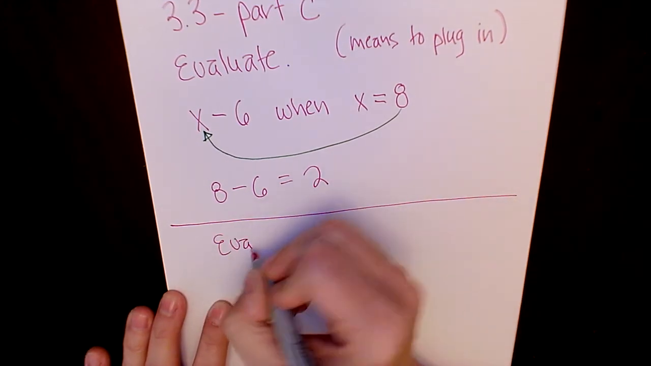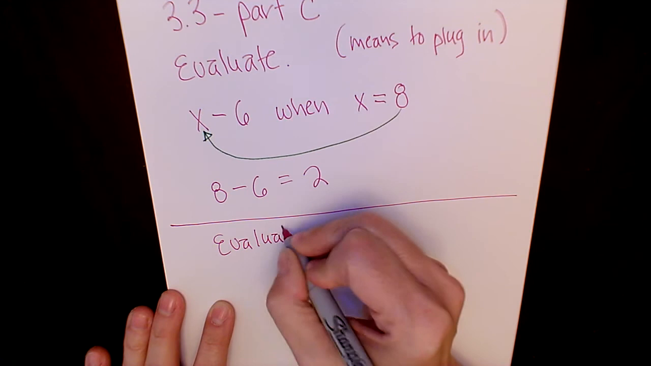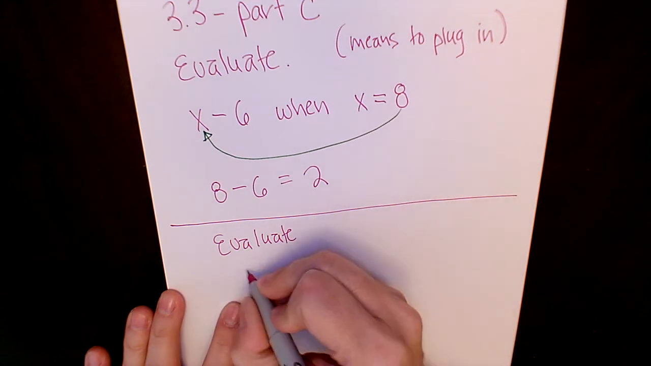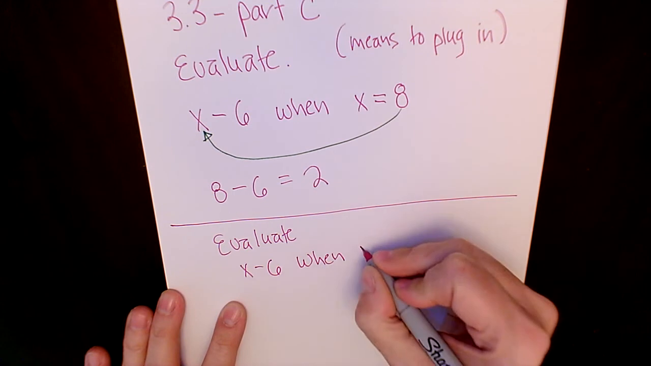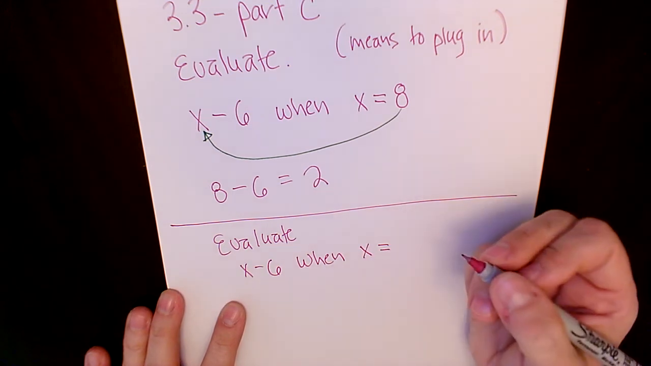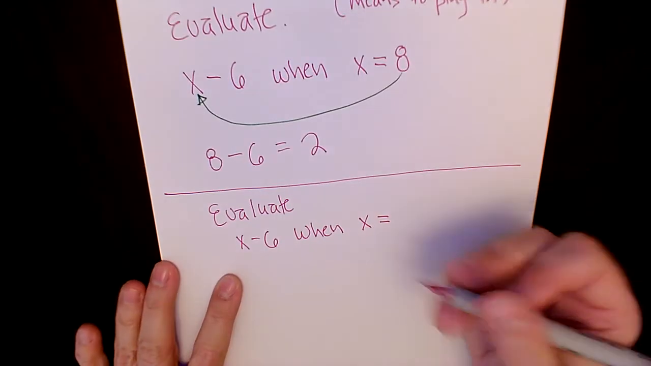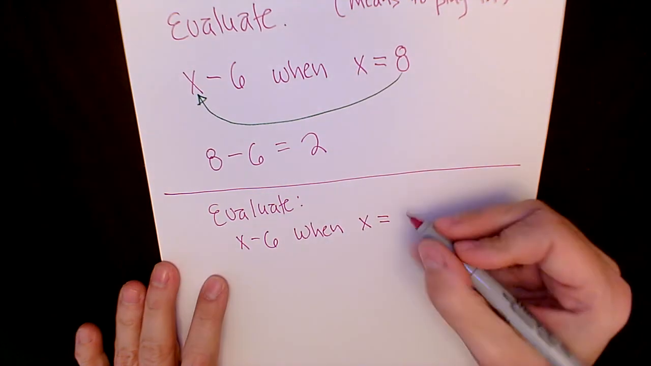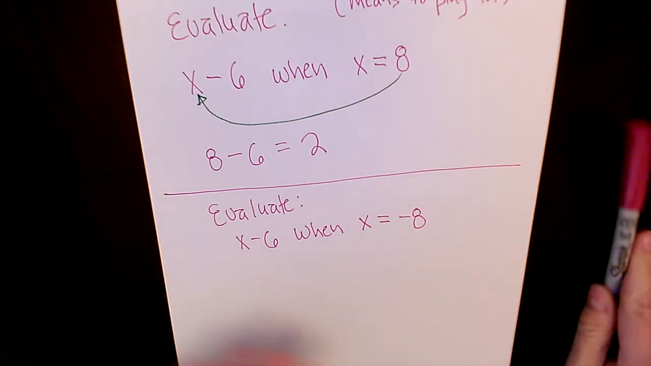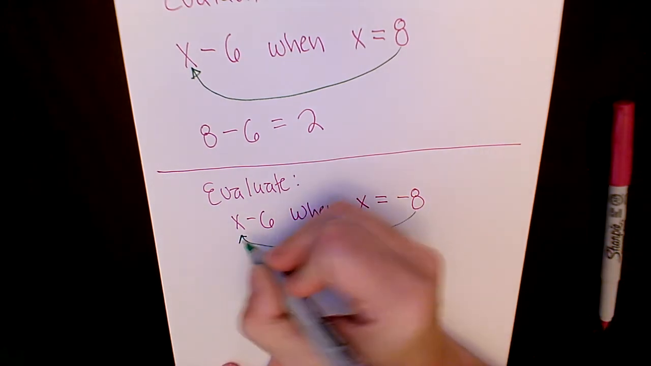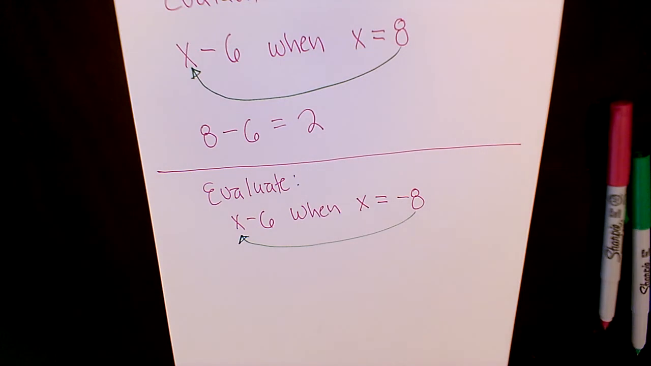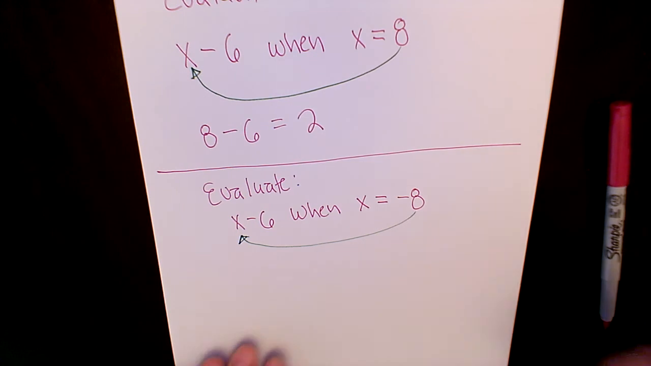But what happens when I use a negative number? Same x minus 6, but x is now negative 8. So I'm going to do the same thing. I'm going to plug the negative 8 in for x, but I'm going to get a different answer because instead of a positive 8, it's a negative 8.